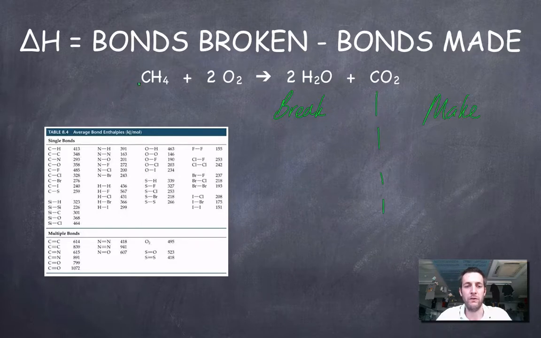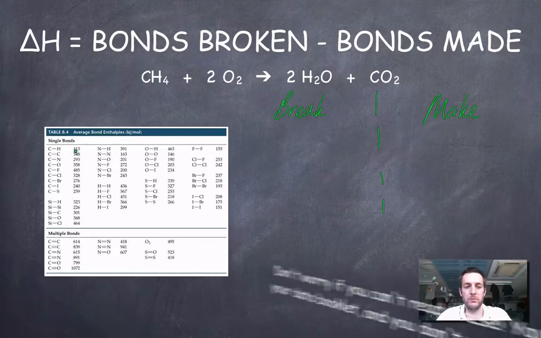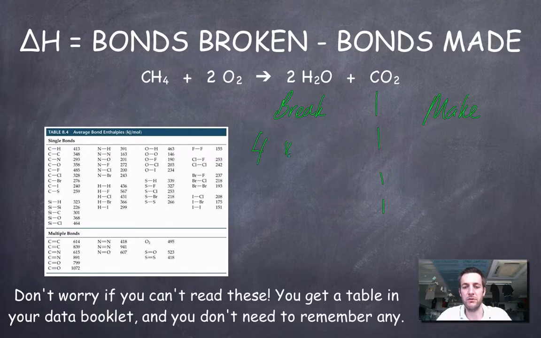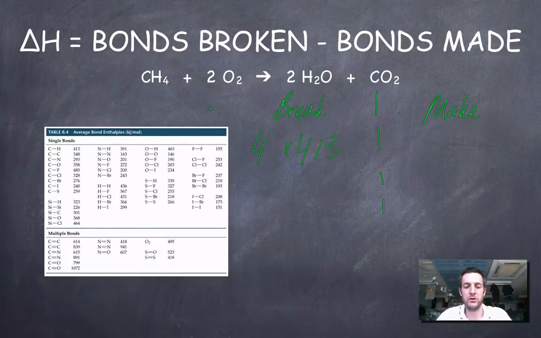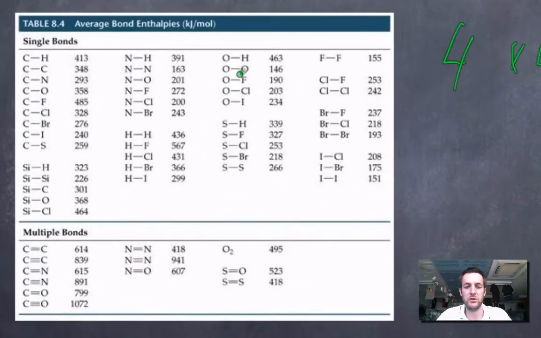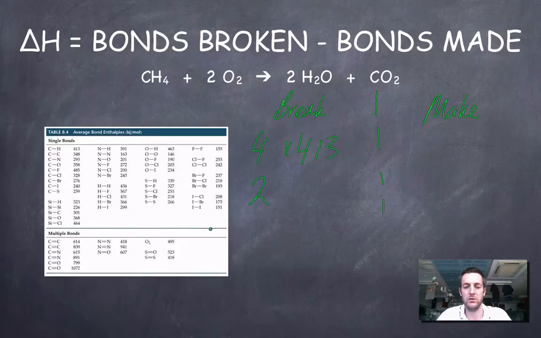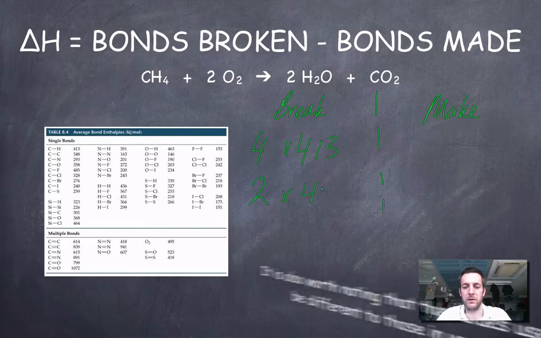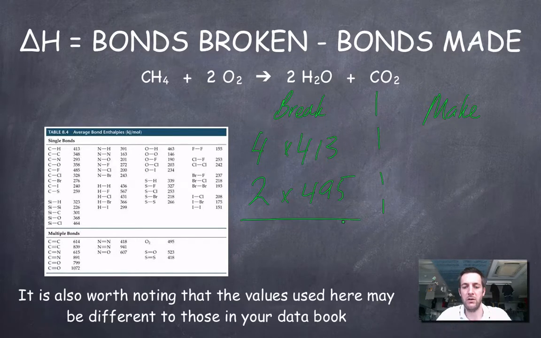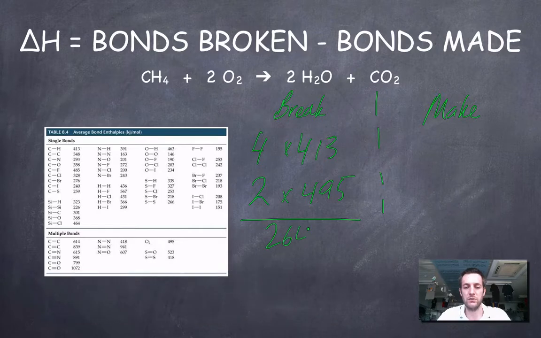Okay, we've got 4 carbon-hydrogen bonds here, so 4 times 413. We've got 2 oxygen-oxygen double bonds. These are not oxygen-oxygen single bonds, so if we use that one, we'd be wrong. Okay, we need 2 times 495. If I add that lot up, hopefully I've done it right, I get 2642.